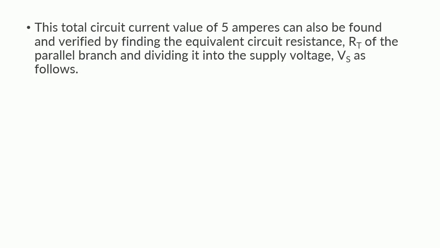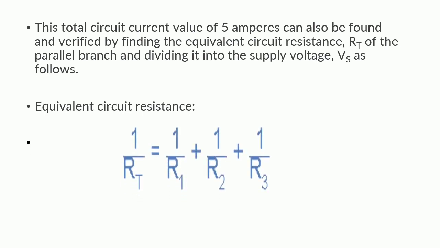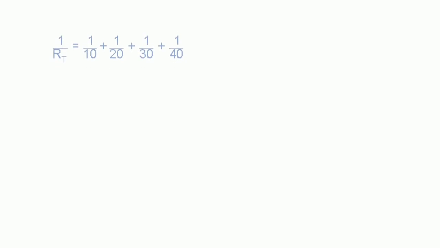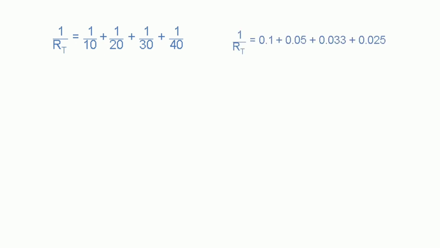So, pwede natin siyang i-check kung tama ba ang sagot natin na 5 ampere. So, una, kailangan natin kunin ang total resistance. So, gagamitin natin ang formula na reciprocal method. Okay, 1 over R sub T equals 1 over R sub 1 plus 1 over R sub 2, 1 over R sub 3, etc. So, we substitute the values. 1 over R sub T equals 1 over 10 plus 1 over 20 plus 1 over 30 plus 1 over 40. So, we divide and we add.